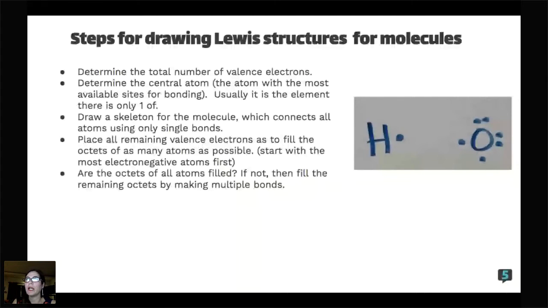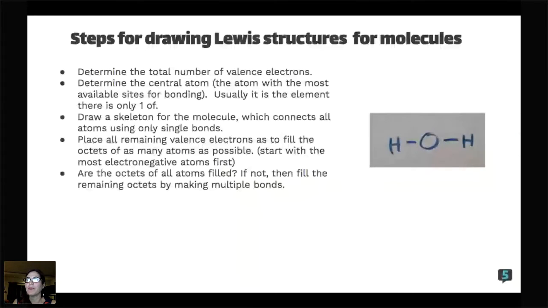So then we do the skeleton of the molecule. And then right now, remember that one line represents how many electrons? Exactly, 2 electrons per line. So far we have 4 electrons shown. And remember that we needed 8. So what are we going to do? We're going to place all the remaining valence electrons to fill the octet. We're going to start with the most electronegative.